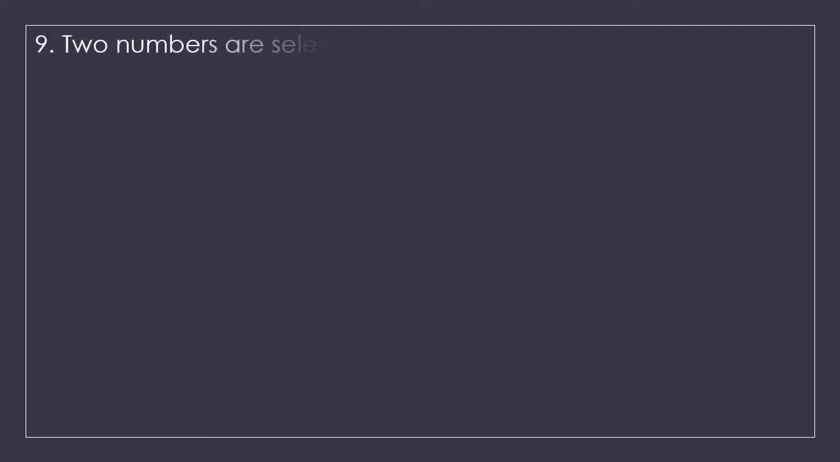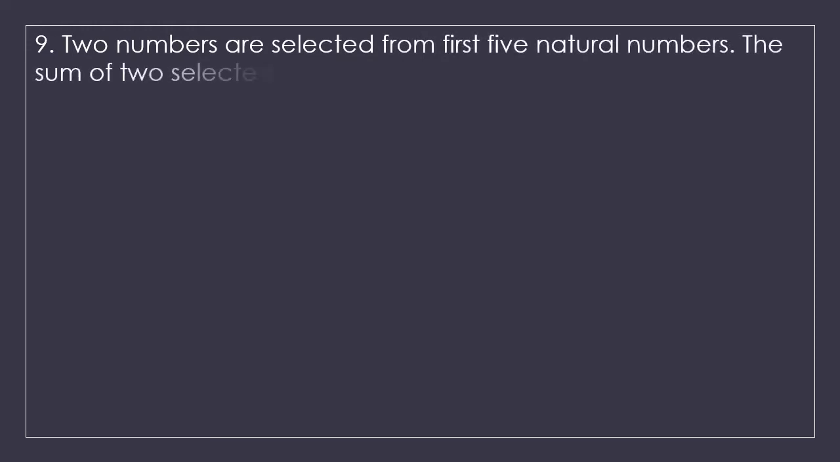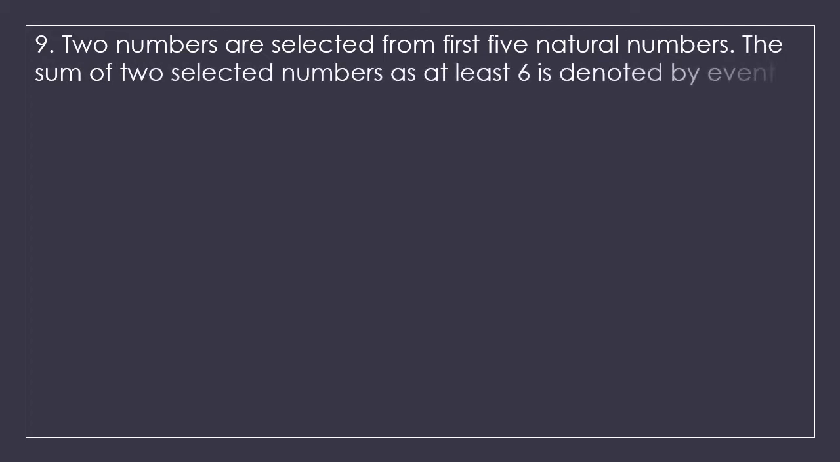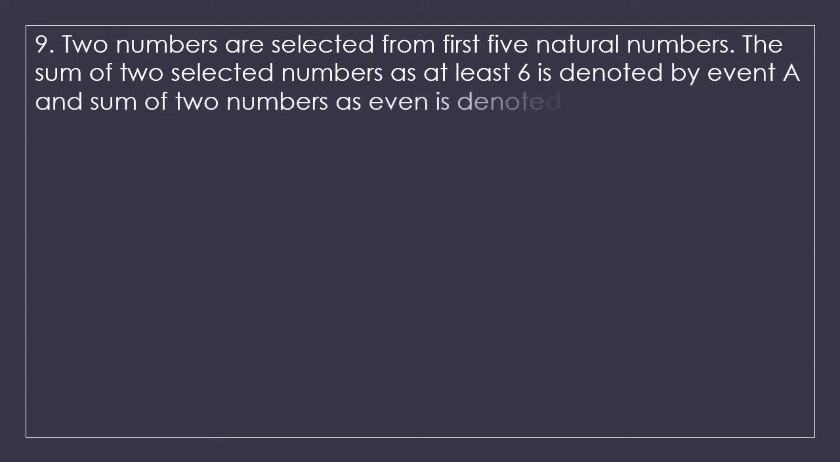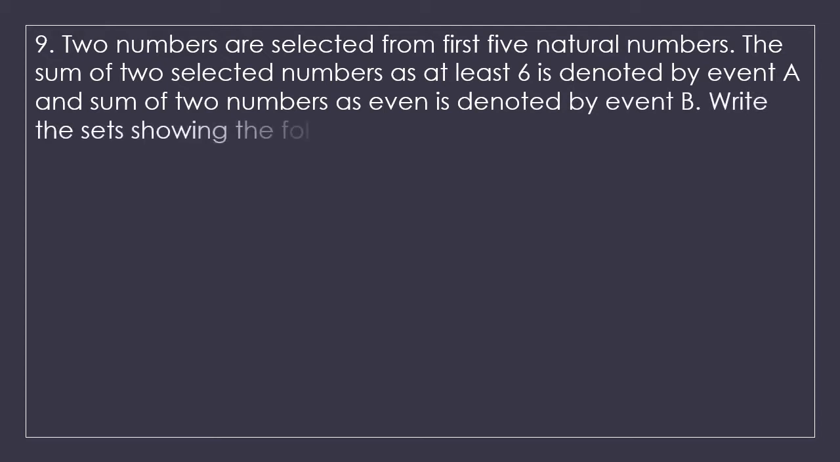Question number 9. Two numbers are selected from first 5 natural numbers. First 5 natural numbers are 1, 2, 3, 4, 5. We have to select 2 numbers. The sum of 2 selected numbers as at least 6 is denoted by event A, and sum of 2 numbers as even is denoted by event B. Write the sets showing the following answers.